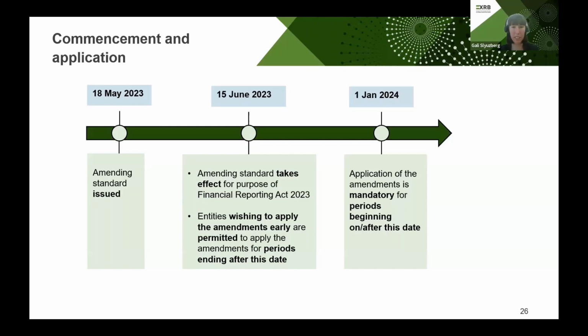What I should mention is that comparative information is required. So you would need to show the prior period figures with respect to the disclosure requirements in the amending standards. And just to reiterate, the mandatory date for applying the standards is periods beginning on or after 1 January 2024. So thank you very much.